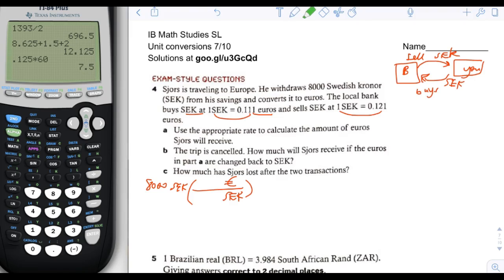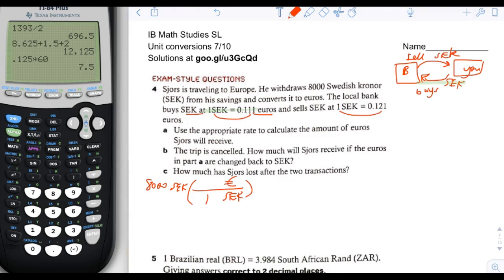Well, we know that Sjors is giving his kroners to the bank. So that would be this direction, right? Sjors is giving kroners to the bank, and he is getting back euros. So they are buying kroners, okay? And if they are buying kroners, then the rate is this one here. So let's use this rate.